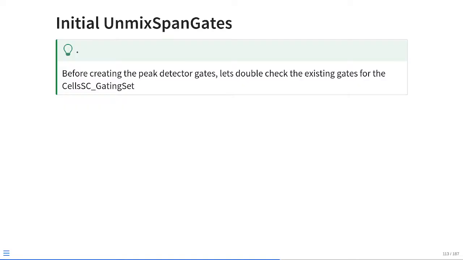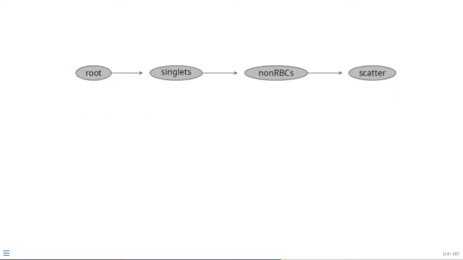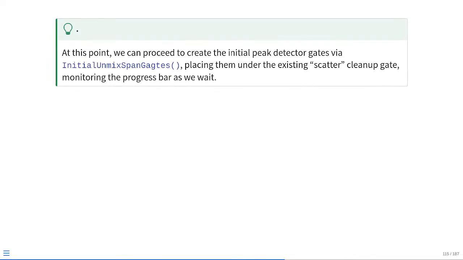Let's first just check to make sure for this particular gating set that we do have the correct naming syntax in terms of the gates before we let the Luciernaga package just run wild and create 29 new gates under the root or under singlets or whatever the case may be. If we check what the current gate is, we can see we have all the way down to scatter for this particular gating set, which is what we were expecting to see, so nothing too bad.